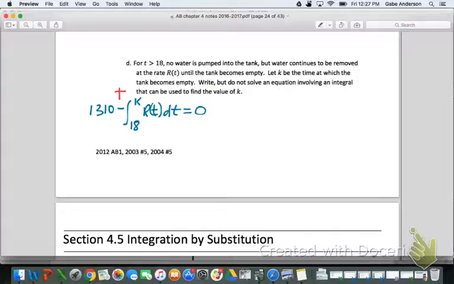I love it. We got a math throwdown here. Trash talk.